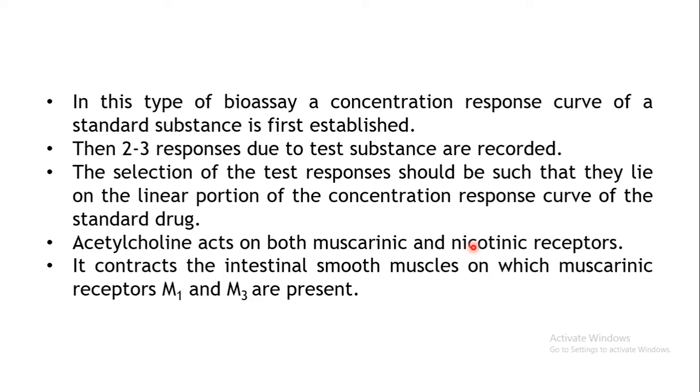Now the tissue which we have selected is the intestinal smooth muscle. This consists of the muscarinic receptor M1 and M3 subtypes, onto which acetylcholine will bind and stimulate and produce the contractile activity.